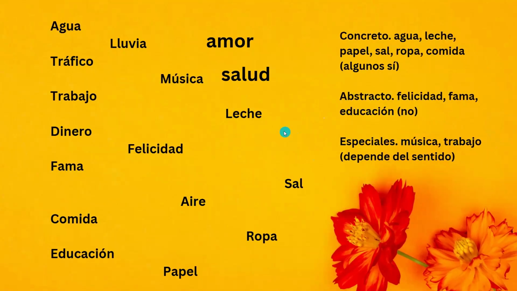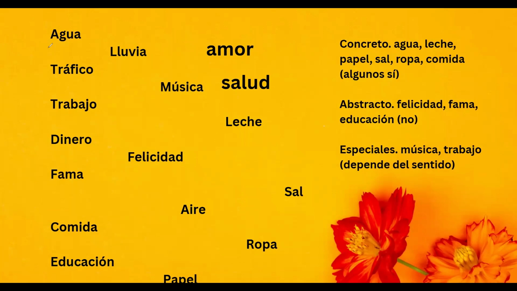Okay, and then we have these that are like exceptions or super particular. For example agua, all of these are uncountable. For example, agua, that is water, tráfico, trabajo, dinero, fama, comida, all of them are uncountable. Do you understand all the words? Except for fama.